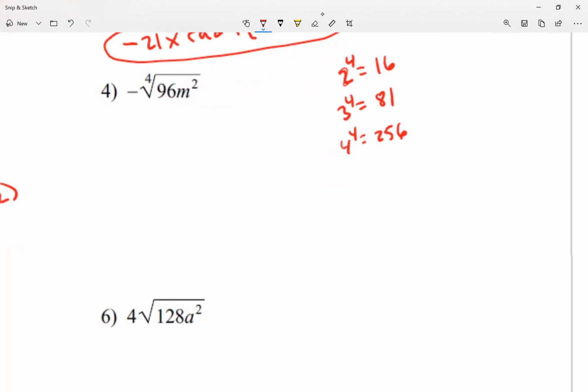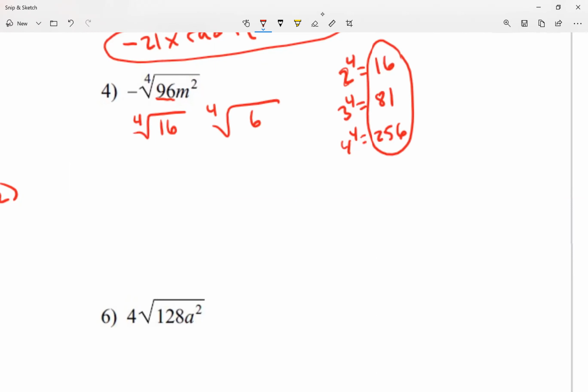Okay, I'm going to stop there because the number that's inside of my radical is 96. So I'm going to break this thing up. Okay, two numbers that multiplied equals 96. One of my numbers has to be from this list. So I think I'll go, how about 96 divided by 16? All right, 16 is my first number. 96 divided by 16 is 6. So the numbers I'm going to choose are 16 and 6. Right, 16 times 6 is 96.